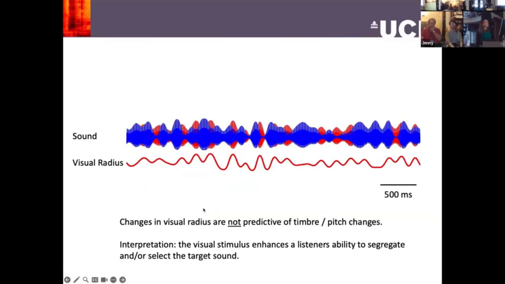So the only thing it can do is either allow you to better separate these two sounds and/or allow you to better focus on one of them. Maybe the audiovisual stimulus is just better at attracting your attention, and that would help you when it's target coherent and hinder you when it's masker coherent. We actually think it's the first. So we think that this visual stimulus is allowing you to pull these sounds together more effectively.